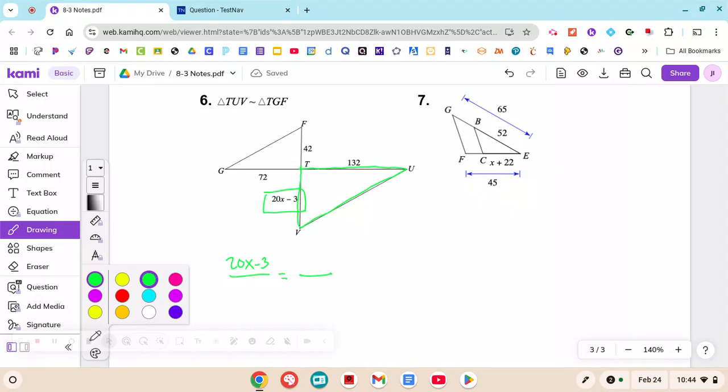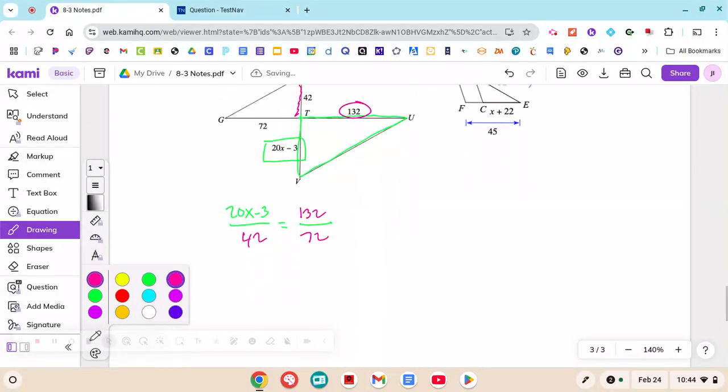So I want to move to the other triangle. I just have to figure out which side corresponds with TV. So TV goes along with TF. And TF is there, so that's going to be 42. Now I have to go back to the green triangle, grab the 132. And then we'll put that over 72. And then we'll go through and we'll cross multiply. We just got some big numbers here. So we'll do 72 times the quantity 20x minus 3. And we'll set that equal to 42 times 132.